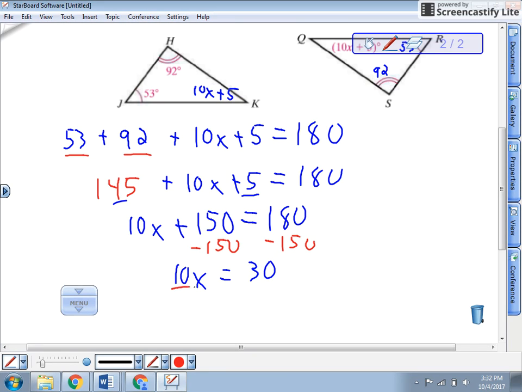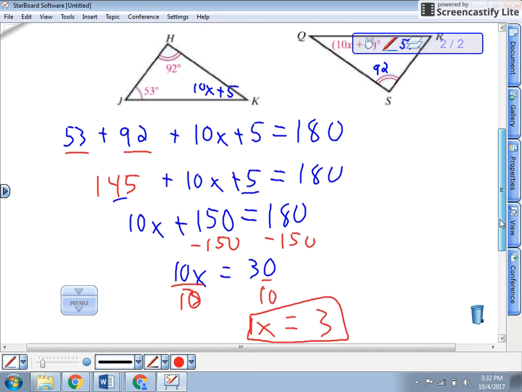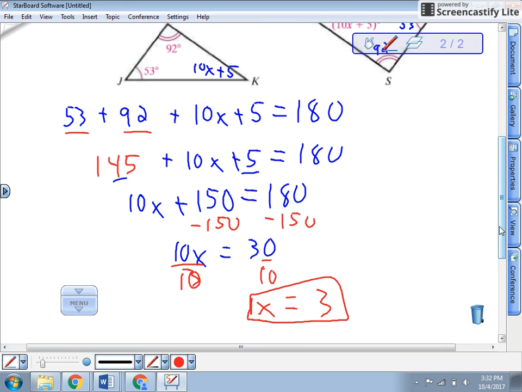Divide by 10. Sorry, I was getting ahead of myself. So then we know that x equals 3. And there is our answer. That's all I want to do, find the value of x. They may want you to find the value of the angle, so you may have to plug it in. So always answer the question. And that concludes our lesson.